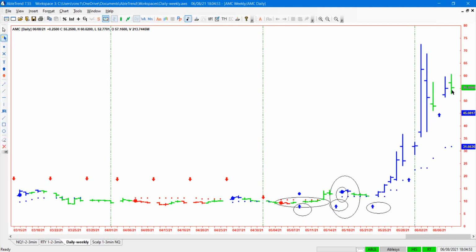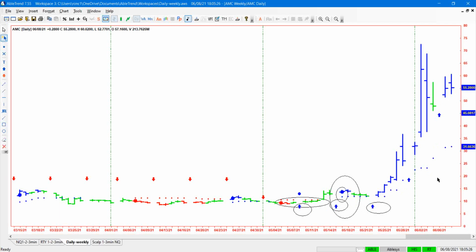21 days later, it's 55. That's almost 400% using Abletrend signal in 3 weeks. That's a lot of money on that chart right there. Simply using Abletrend signal. Triple confirmation. It's got to be a blue bar, a blue small dot, and a blue arrow. That means weekly buy signal, daily buy signal. This is like a once in a lifetime type of trade right here.